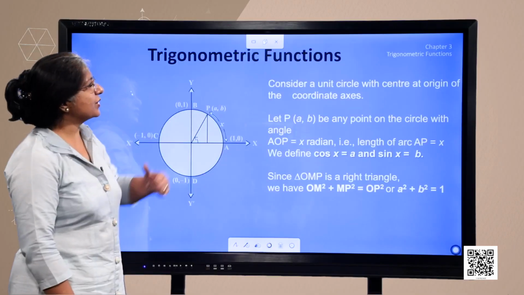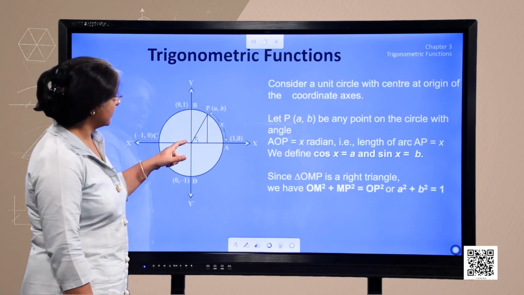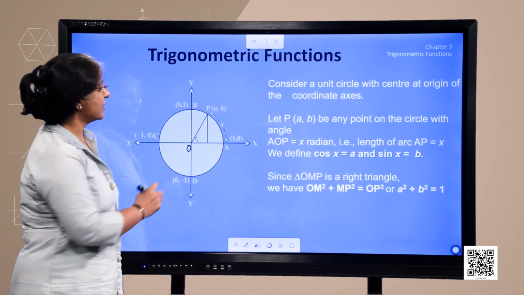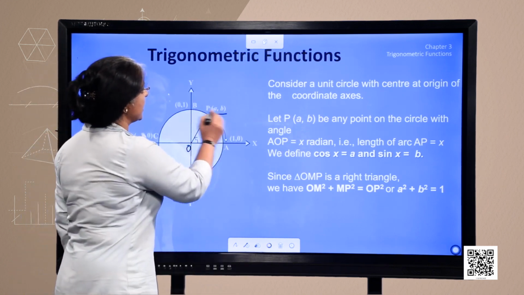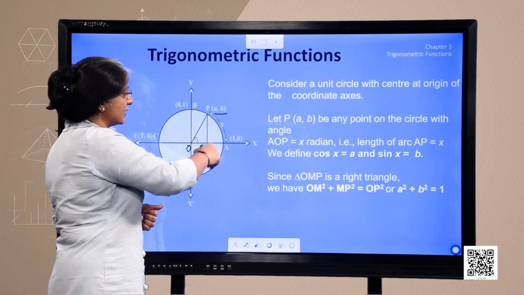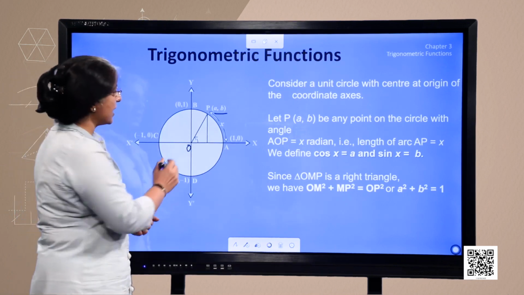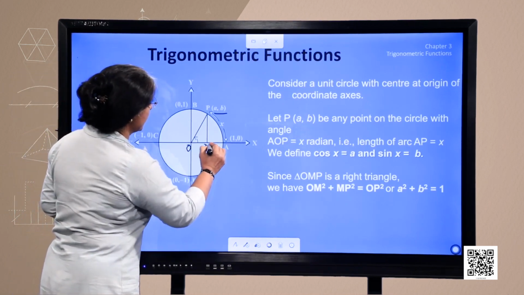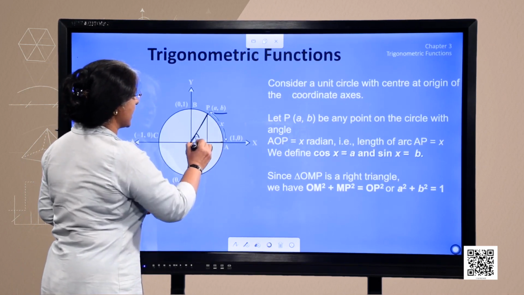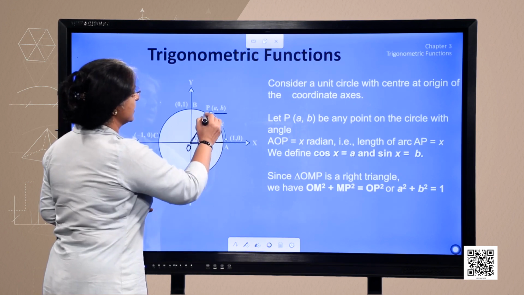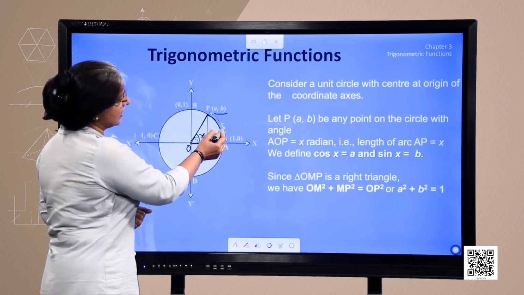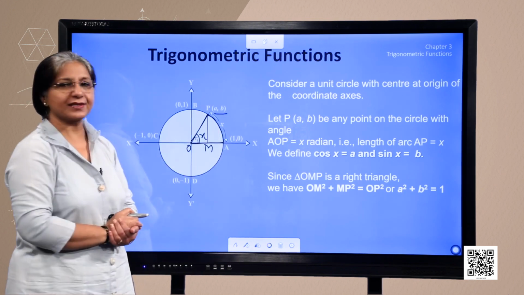Now, consider a unit circle with center at the origin O, and let the coordinates of point P be A and B. Let P be any point which rotates along the boundary of the circle, where M is the foot of the perpendicular. The angle AOP is X, and the arc traced is X radian. So, since this arc is X, the angle is X radian.